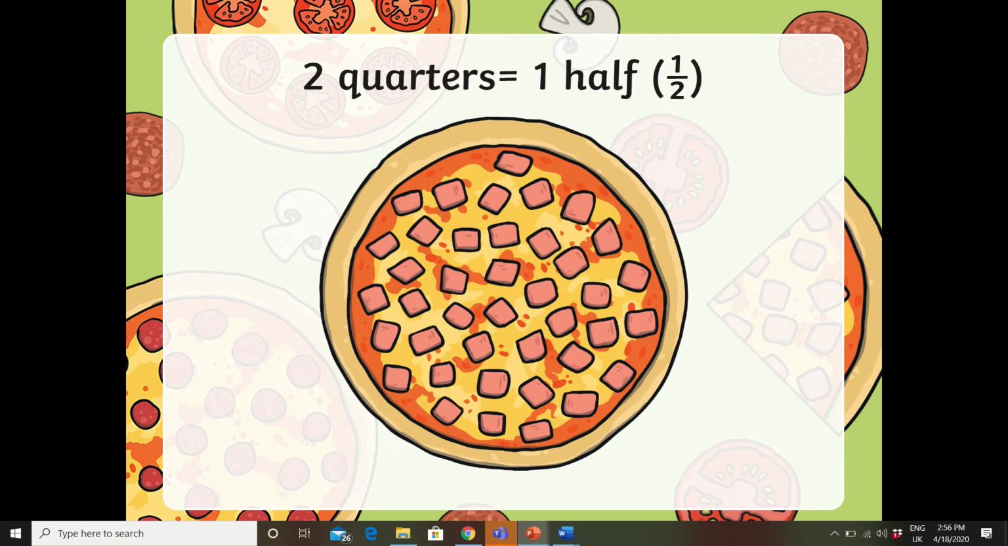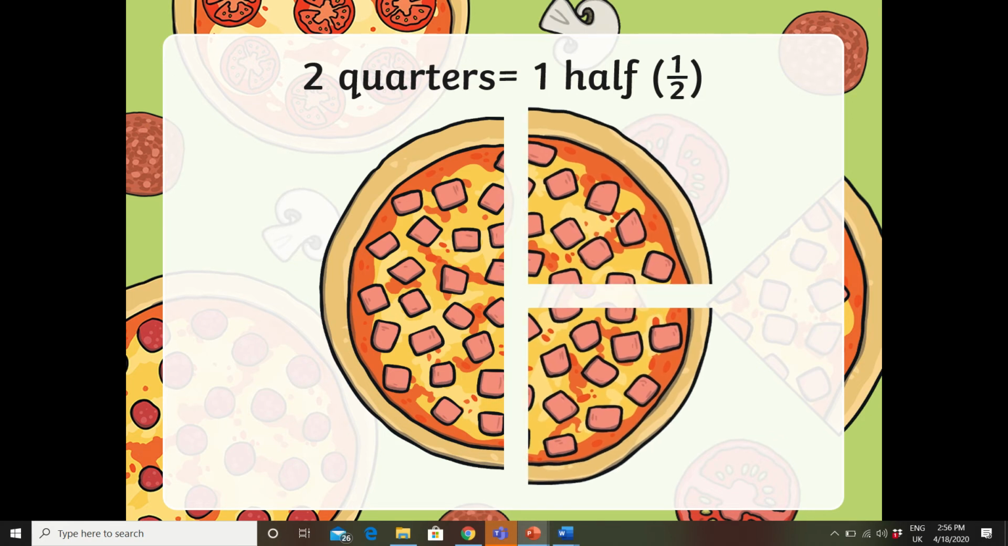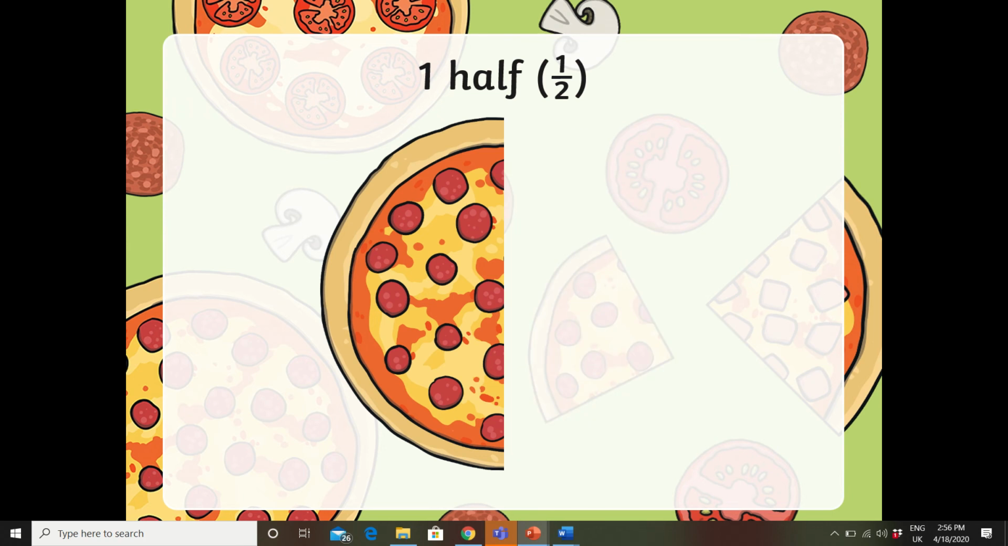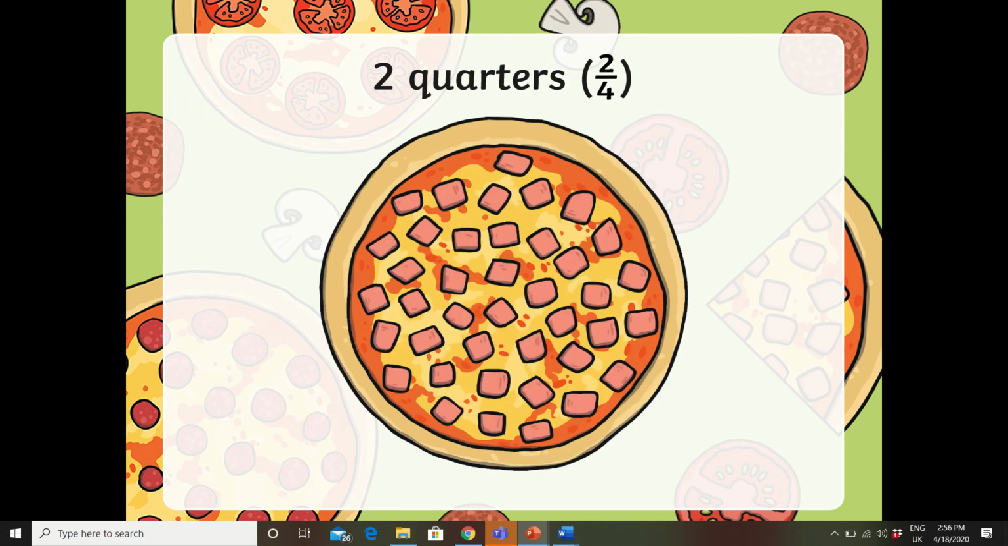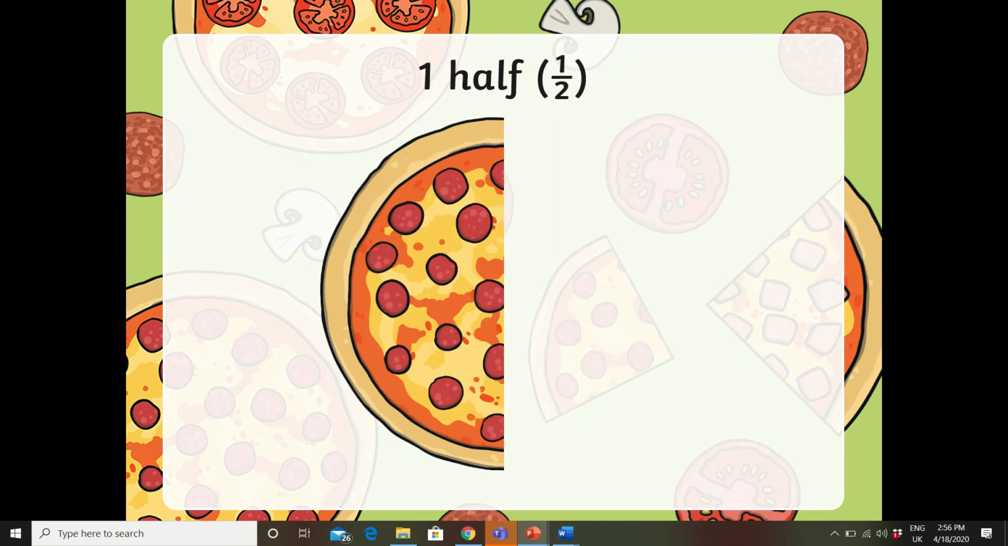1 quarter. Now, a thing to take home today is 2 quarters is the same as 1 half, alright? 2 quarters is the same as 1 half. Okay, that makes sense. Because look at 2 quarters. Compare it to 1 half of pizza. Even though it's 2 slices, the 2 slices are still the same size as 1 half, okay?